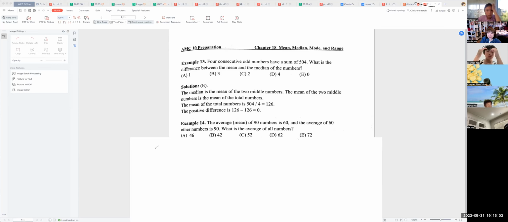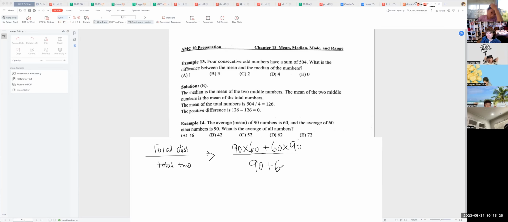Kinda. Yeah, because the average speed is the total distance divided by the total time, right? So this one's the same. You have to calculate the total sum, which is 90 times 60 plus 60 times 90. That is the total sum, correct? And divided by what? Divided by 90 plus 60.